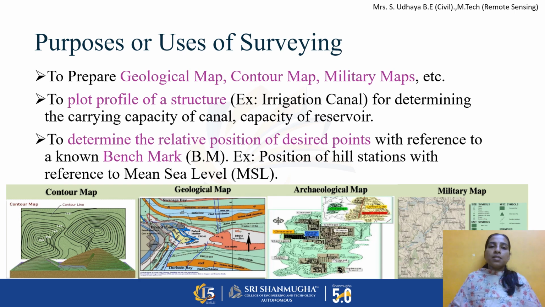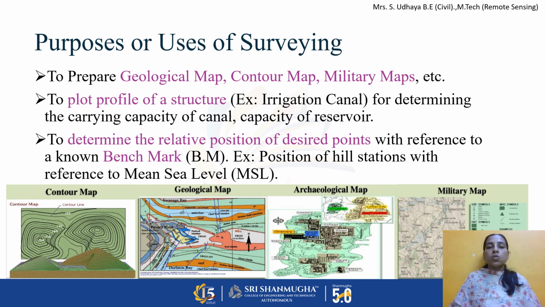Next, we can prepare other maps like geological map, contour map, military maps. Each map serves its own purpose. For example, the contour map is used to determine the location or relative position of various points. A contour, in general, is an imaginary line which connects points having equal elevation. So as you see in this image, this is the contour map. Here you will be able to see a number of circles. Each circle indicates the relative position, the reduced level of that particular point.